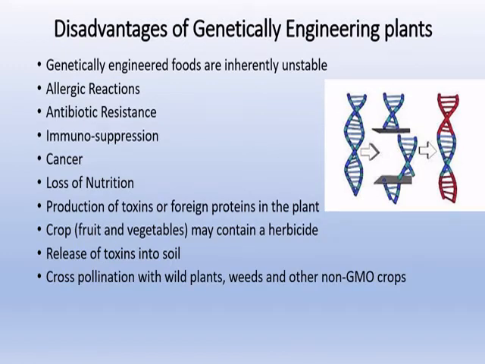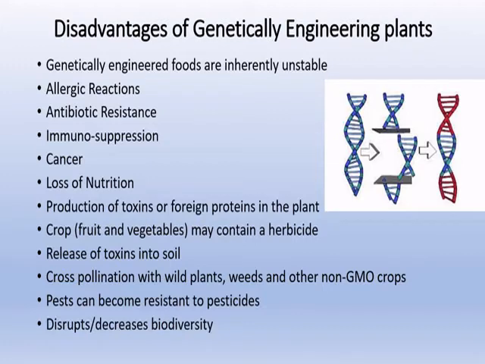Cross-pollination with wild plants and weeds can take place, or with other non-GMO crops. As a fact, there are already some weeds that have cross-pollinated with some of the GMO plants, and these weeds are also now resistant to weed killer. So we're creating monster weeds. Pests can also become resistant to pesticides, and we need to control pests, otherwise we get smaller crops again. And this can disrupt or decrease biodiversity.